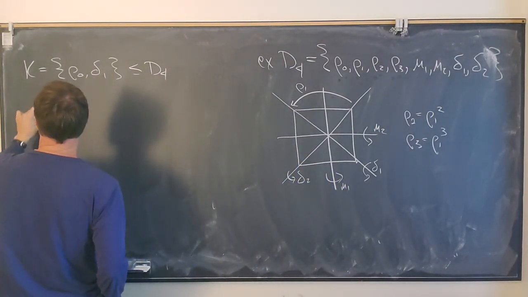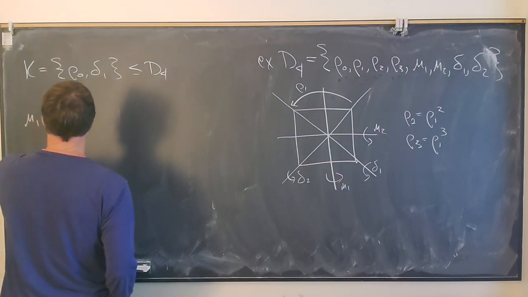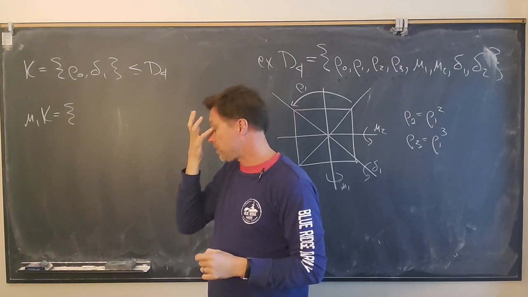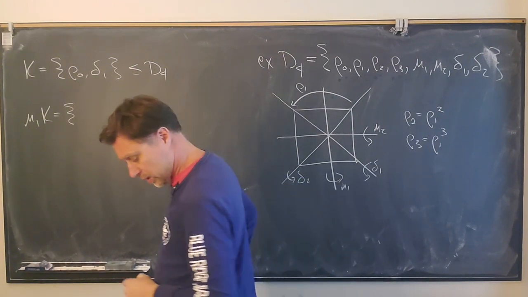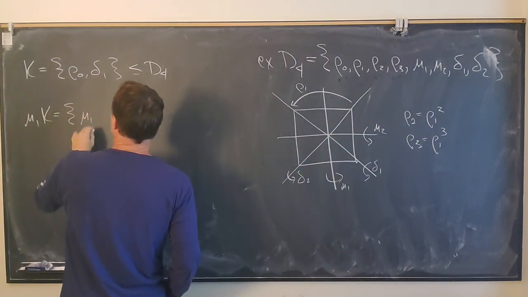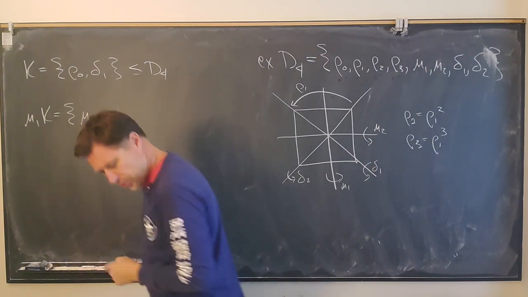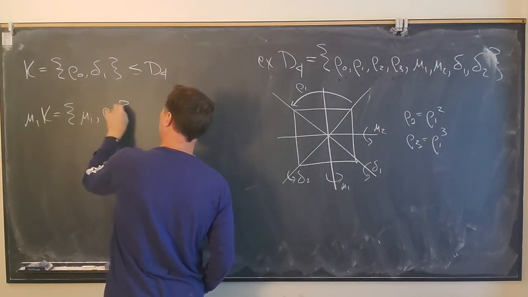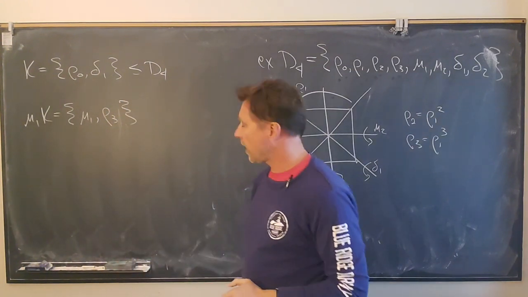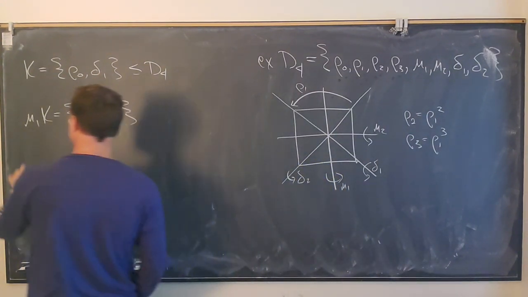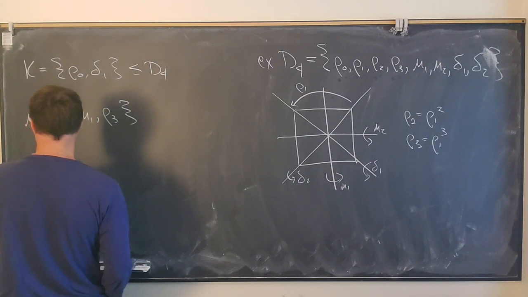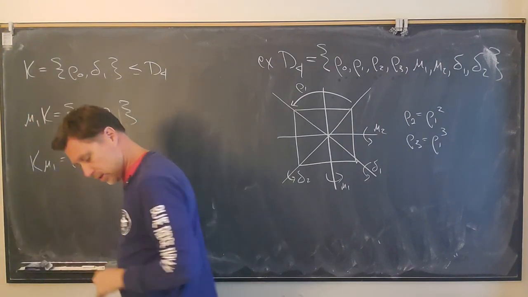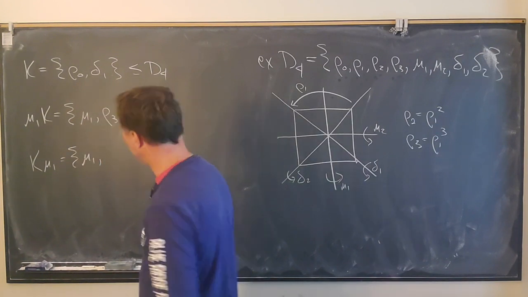So mu1 times K. Let's see, I'm going to multiply each of these elements on the left-hand side by mu1. And we will get mu1, and I think it's rho 3. All right, so the left coset is mu1 and rho 3. And then I also want to do the right coset, so K mu1 is going to give us mu1 and rho 1.